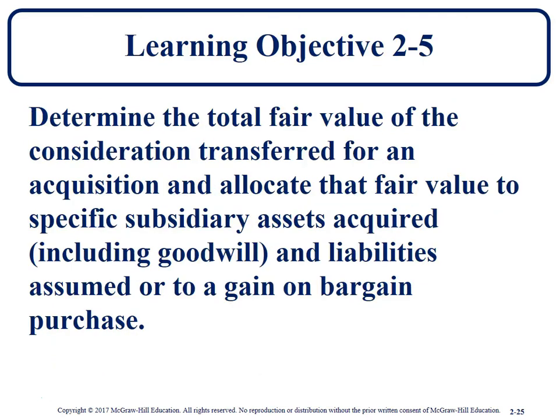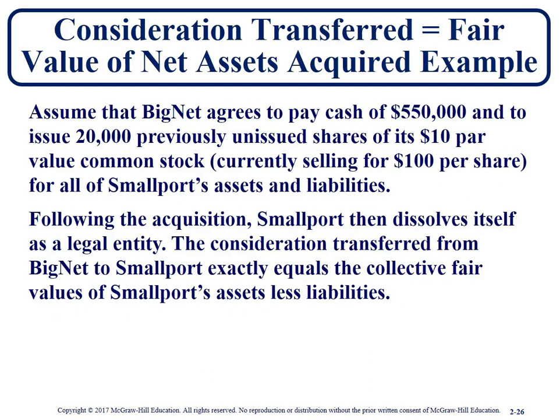Okay, objective 2.5. Determine the total fair value of consideration transferred for an acquisition and allocate that fair value to specific subsidiary assets acquired, including goodwill, and liabilities assumed, and then whatever's left over gets charged to a gain on bargain purchase, if there is anything. Now I will tell you that the example that's going to be used throughout the rest of the chapter is the exact same one that's in your textbook. So if you purchased a copy of the textbook, you might want to follow along.